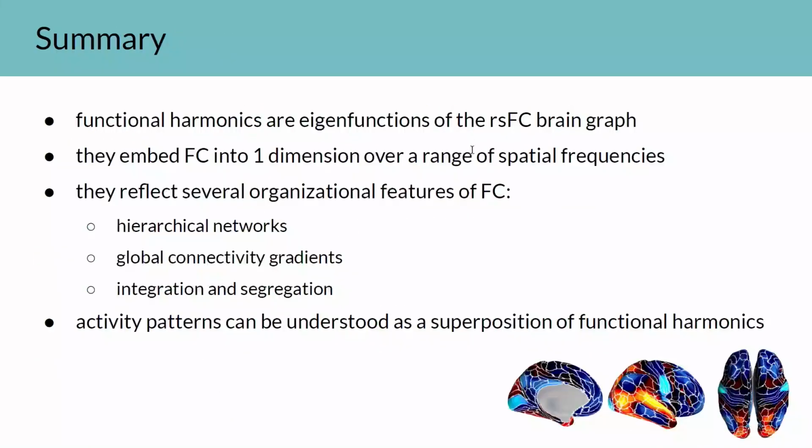Okay. So I'm almost at the end. As a summary, functional harmonics are eigenfunctions of the resting state functional connectivity brain graph, but you can compute harmonic modes from other graphs, of course. They embed the FC into a row of one-dimensional representations over a range of spatial frequencies. And they reflect several organizational features of the FC, of which I have shown you hierarchical networks, global connectivity gradients, and integration and segregation. And activity patterns can be understood as a superposition of these functional harmonics.